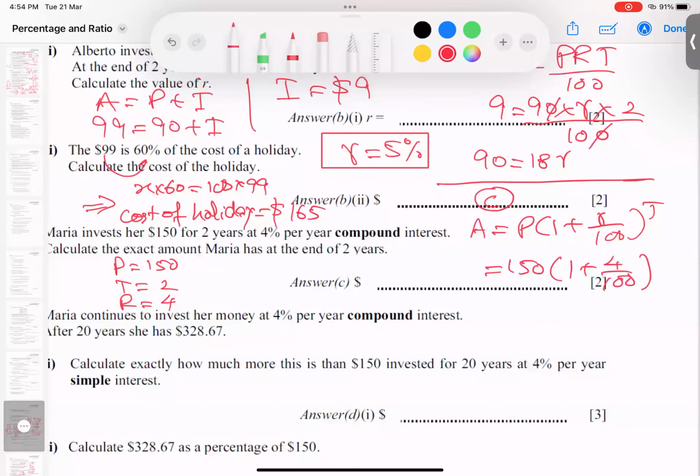No need to add anything. No need to subtract anything. And that is my answer. Let me type for you. I am typing, and the power is 2. And the answer is coming: $162.24. For your knowledge, an amount is always written to 2 decimal places. This is like showing cents: this is dollars, this is cents. That is why I will leave it at 2 DP. I hope the C part is also clear.